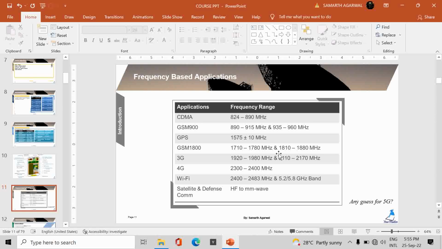So many bands are available, which come under the IEEE 802.11 standard. Then for satellite and defense communication, it will come around HF, around 200 megahertz to 2 gigahertz. Sometimes military applications will come under this. Regarding radar applications, they will come under 12 gigahertz to 16 gigahertz also.